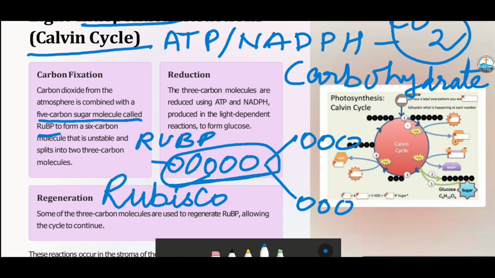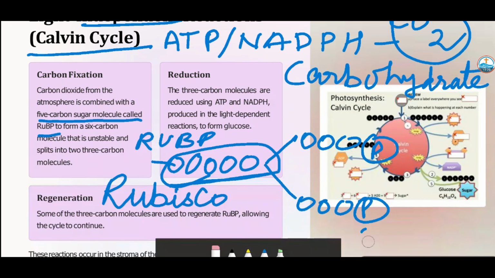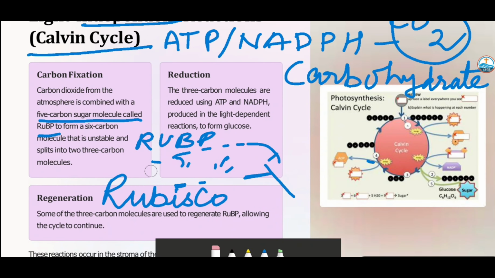So when it splits, what happens? It will add one phosphate, it was broken into 2, so it will form 2 molecules of 3-phosphoglycerate, 3-PG. All right, I hope till here it is clear to you. This is the first step of the Calvin cycle, that is carbon fixation.